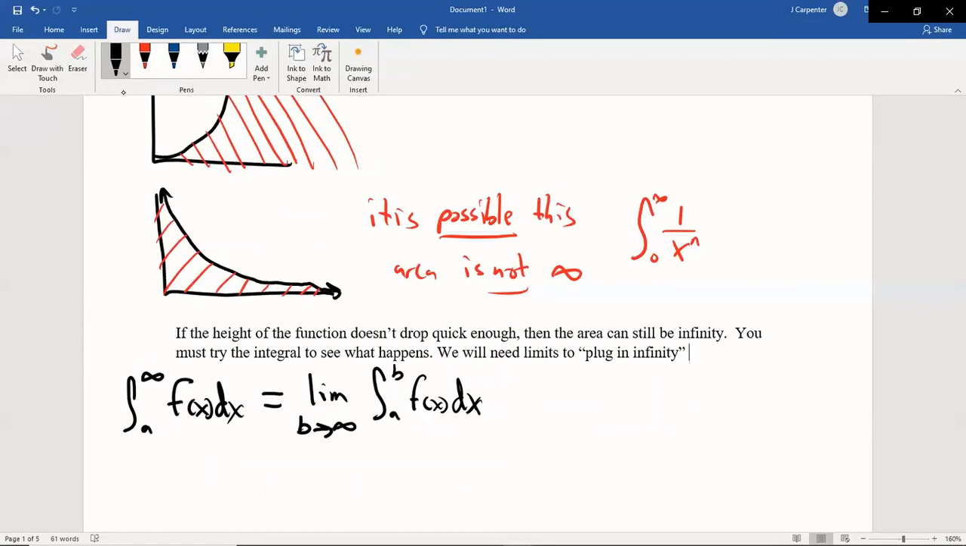But then we'll say, okay, well, if we think about b becoming extremely large, if it goes to infinity, what would happen to the term that has the b in it? Is it 0 or is it infinity? So we have to know that. So we're only able to evaluate this if the limit exists. If it doesn't exist, that means the area is probably infinity.